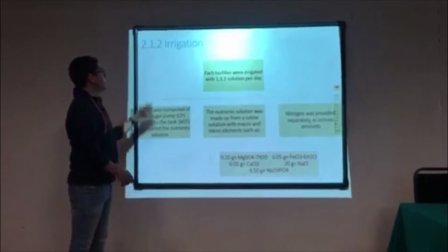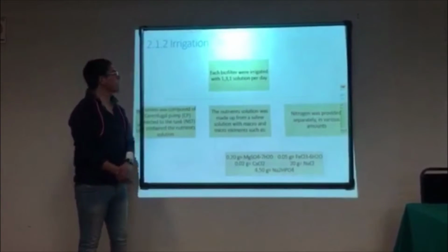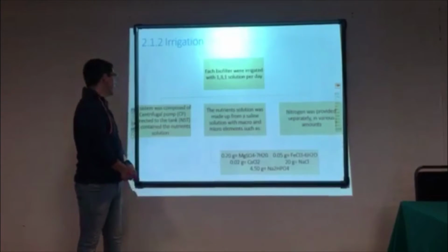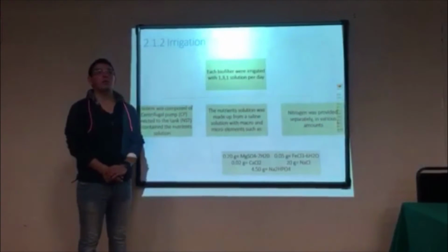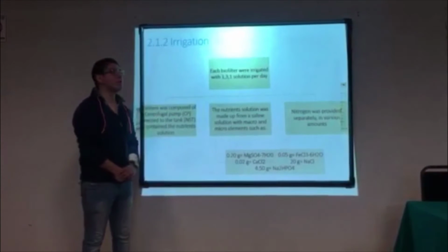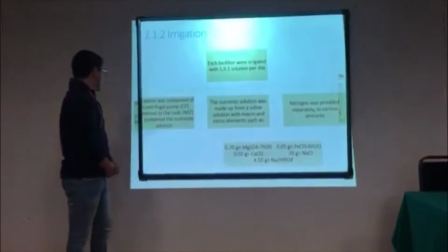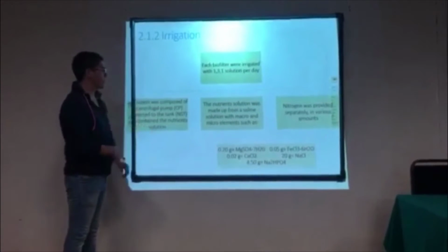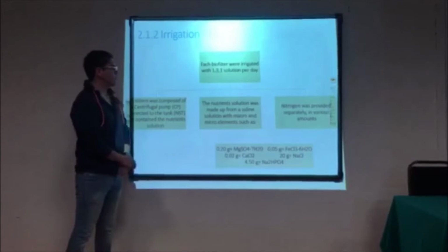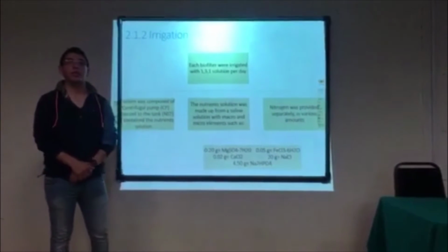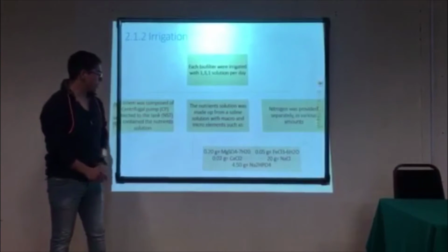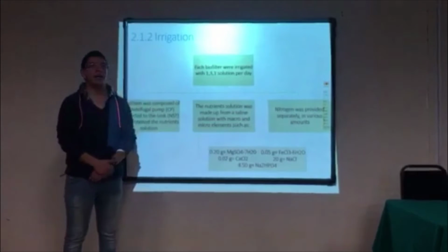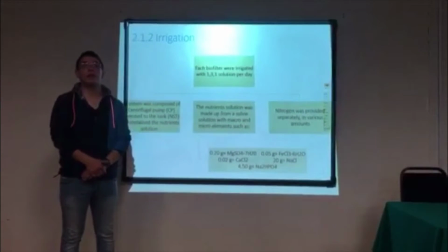Well, this is the irrigation part. They say that each biofilter was irrigated with 1, 3, 1 solution per day. Then the system was composed of a centrifugal pump connected to the tank that contained the nutrient solution. This is like the diagram we have seen. The nutrient solution was made from a saline solution with macro and micro elements, such as these compounds, and the nitrogen was provided separately in various amounts.